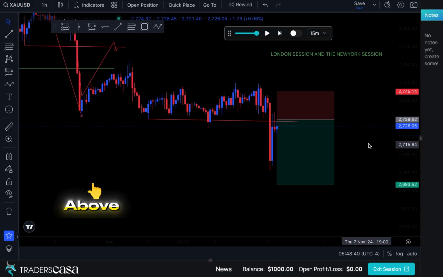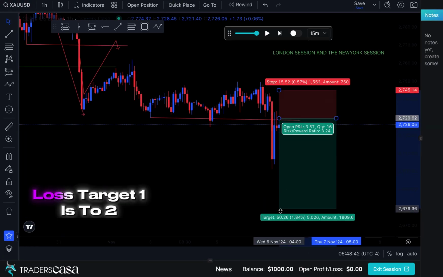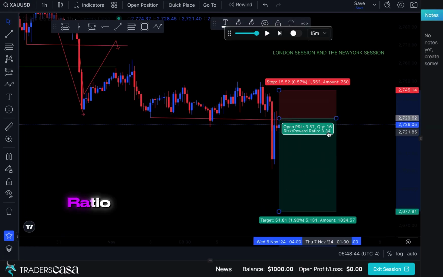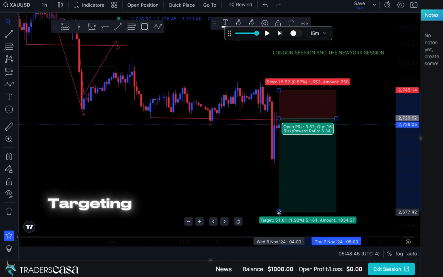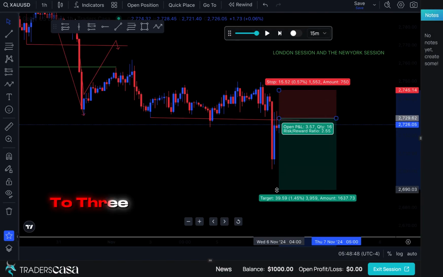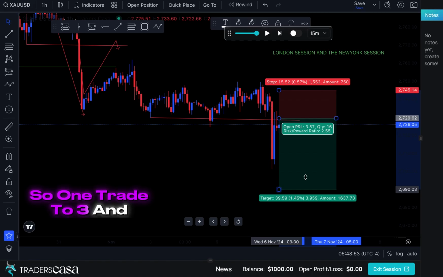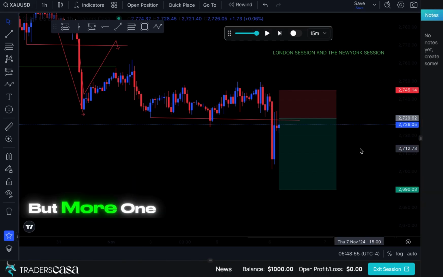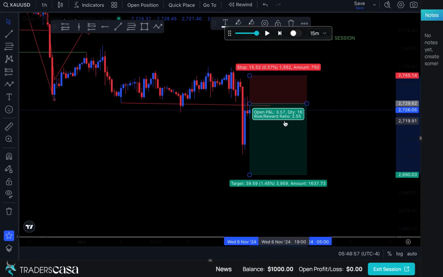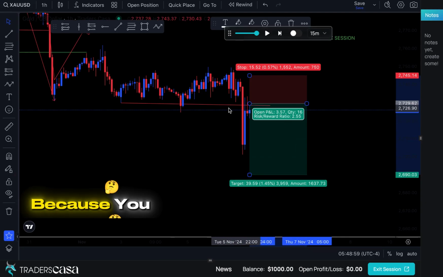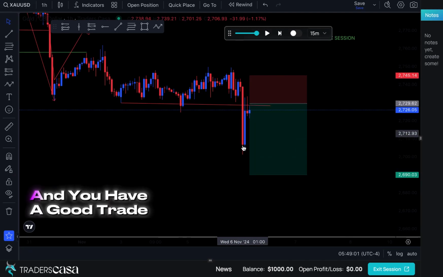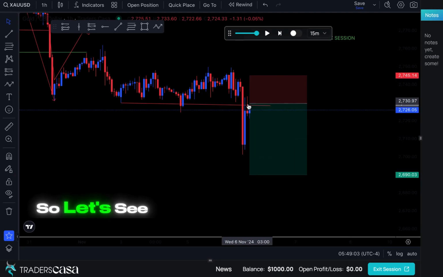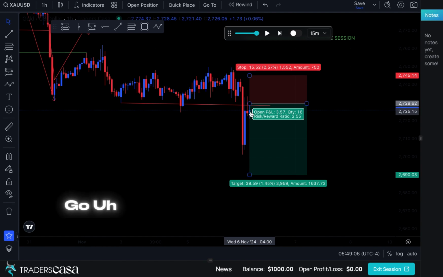Keep our stop loss above. Now we have a smaller stop loss. Target a 1:2 ratio. That's what we are going to be targeting. Most traders usually target 1:3. This is the risk to reward ratio, 1 to 3, and most target 1:2. But the 1:2 ratio usually works more, because you have a smaller ratio and you have a good trade. So let's see how this trade is going to go.